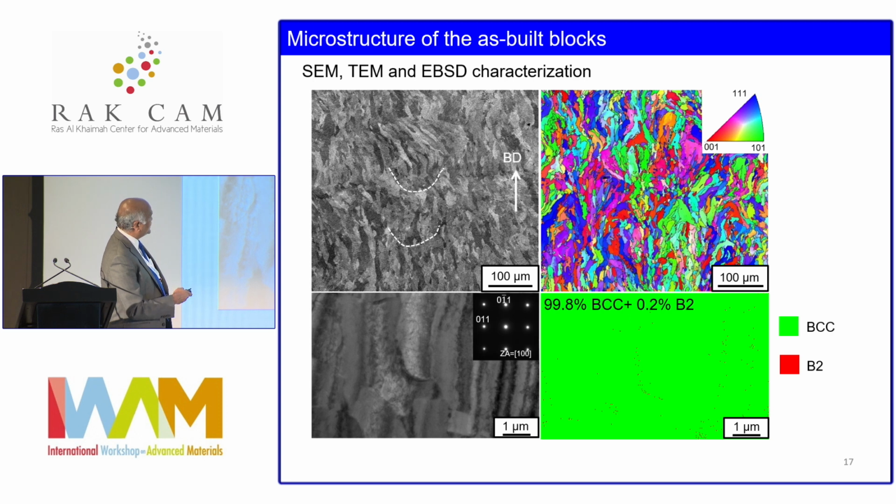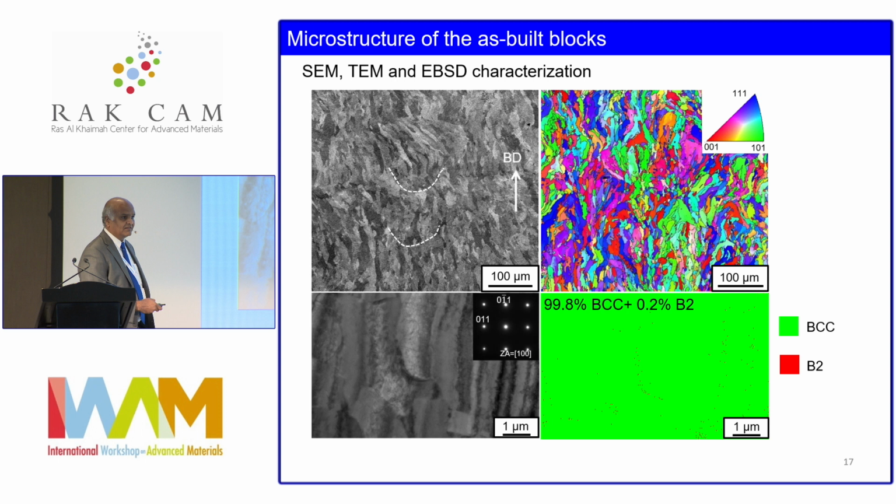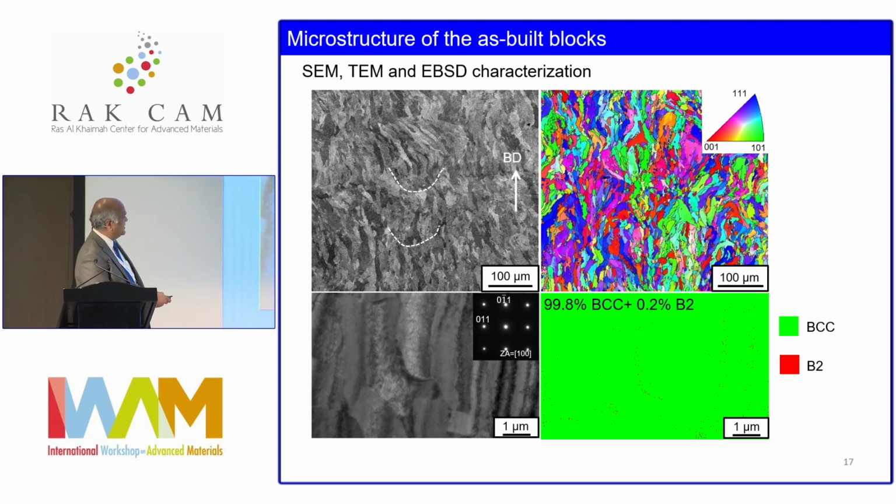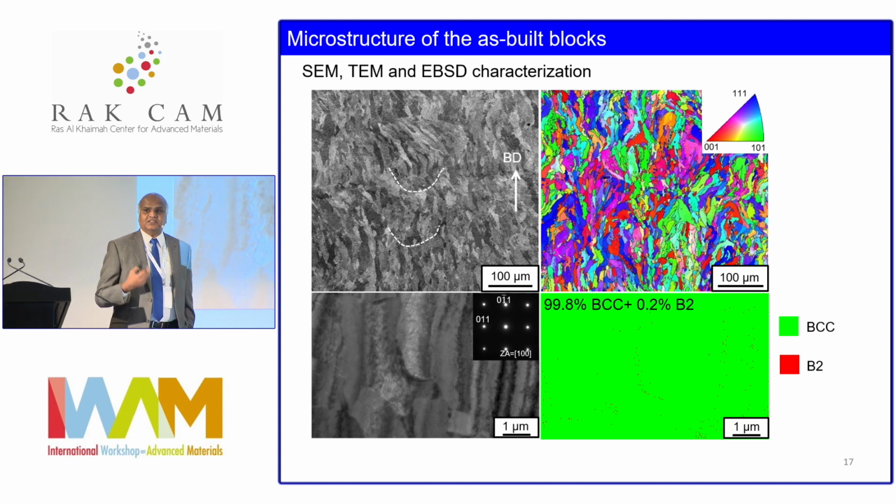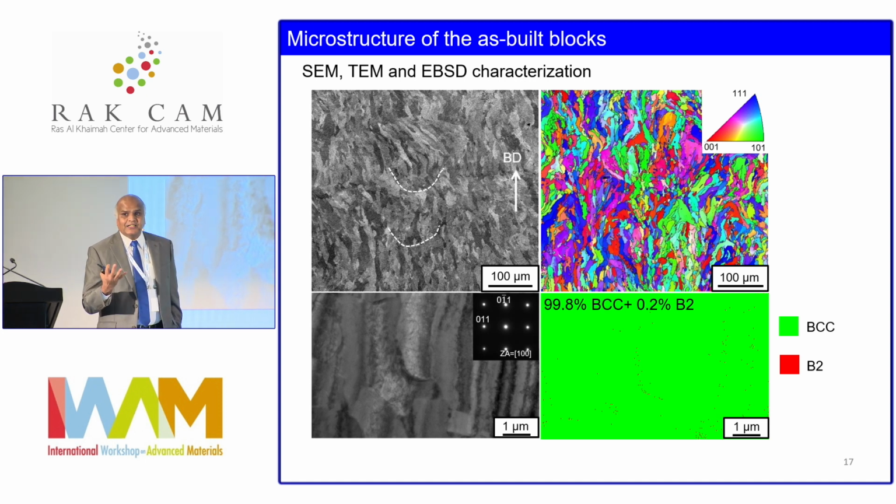the 3D printed structures, but this is the precession electron diffraction pattern, scanning over a large area, and you can see that it's mostly BCC structure, right? So because of the intrinsic cooling rates, although we are building bulk parts, not thin membranes, we are able to retain the BCC structure, right?